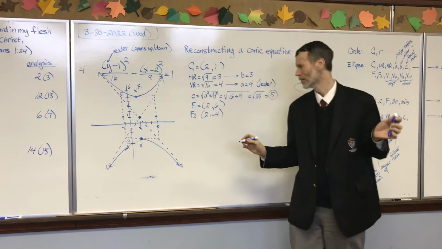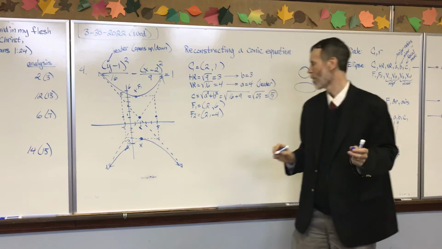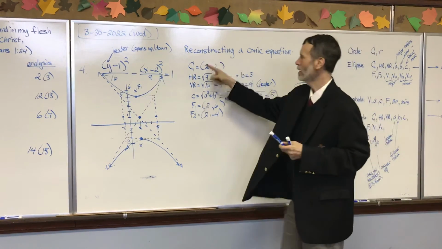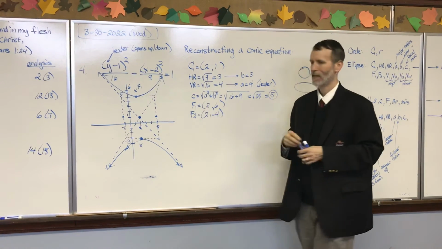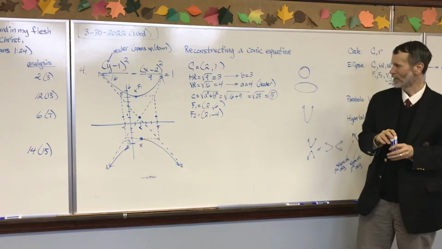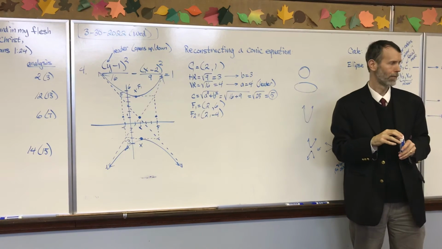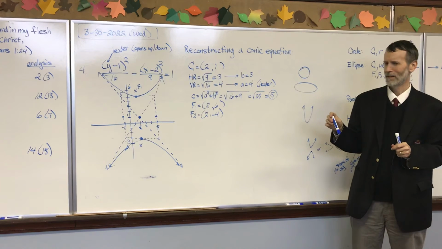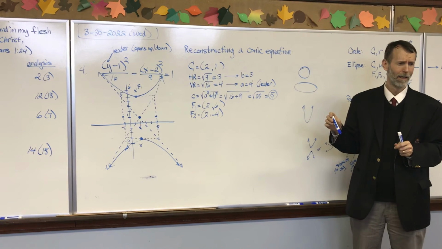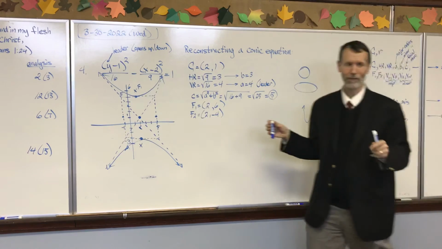Does that make sense to everybody? Equals. So we've got 1, 2, 3, 4, 5, 6, 7, 8. We've got, wow. I don't even know what this is.